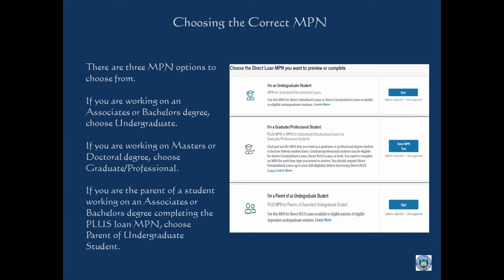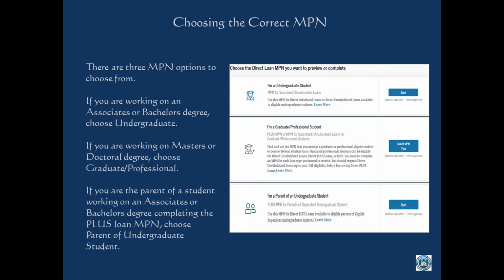The first thing you'll be asked to do is to choose the correct MPN type. If you are a student working on an associate's or bachelor's degree, you will choose undergraduate. If you are a parent of a student working on an associate's or bachelor's degree who needs to complete a Plus Loan MPN, choose parent of an undergraduate student.